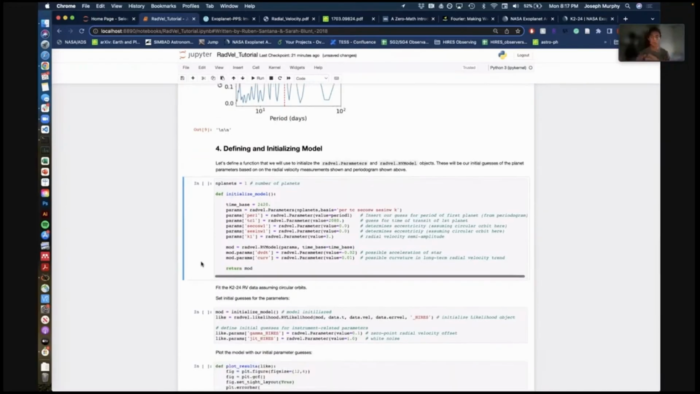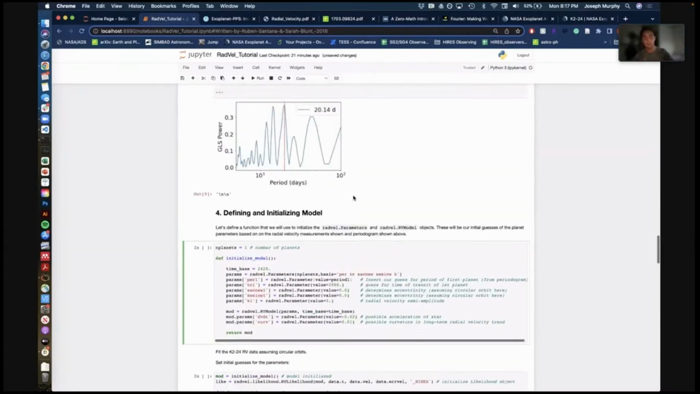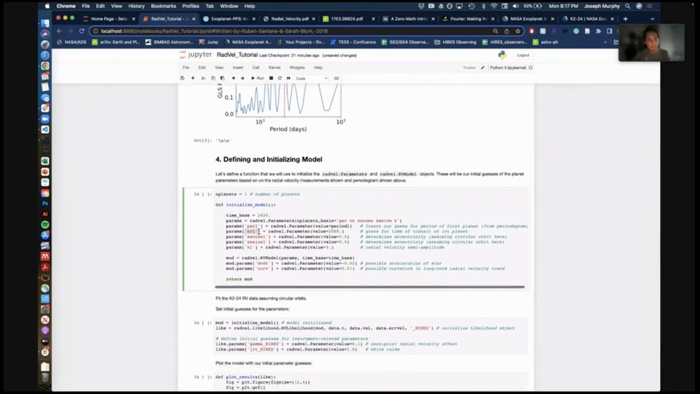And so what we're going to do is just build our model object and give it a bunch of different parameters. For one planet, here are some of the parameters you might be using. The period of the planet, that's important. That's what we just tried to find out here, like 20-ish days. Also, TC, or the time of inferior conjunction. This is the point at which the planet, if this was a transiting system, would pass in between the Earth and the star. And also some other parameters that would define the eccentricity of the orbit.